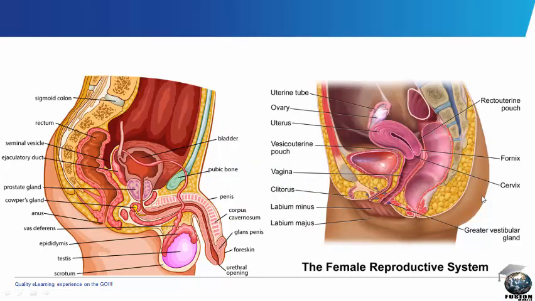The female reproductive system and the male reproductive system. These two systems make up the reproductive system in mammals. The two diagrams explain the various parts of the male reproductive system and the various parts of the female reproductive system in mammals.